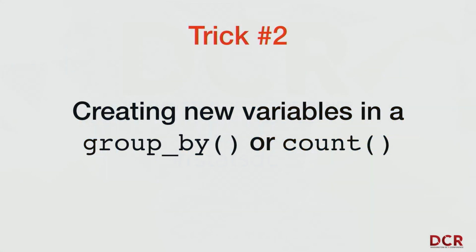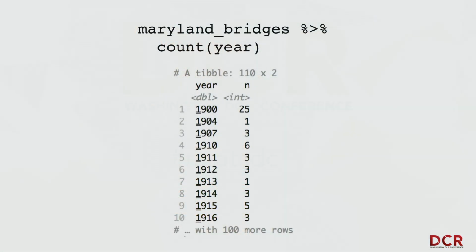So that was the first trick. The second trick is another way to use a group by or count. We've seen that you can count one of the existing columns. For example, here was a data set of bridges in Maryland and what year they were built.